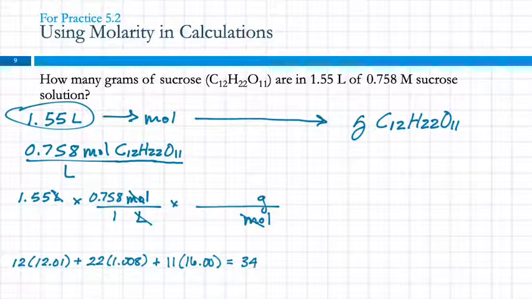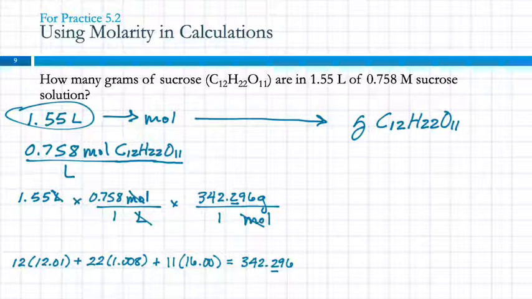So my calculator is telling me 342.296. It's really got 4 significant figures, but those 2 extras are fine. I'm just going to leave them there. So sucrose weighs 342.296 grams for every 1 mole.